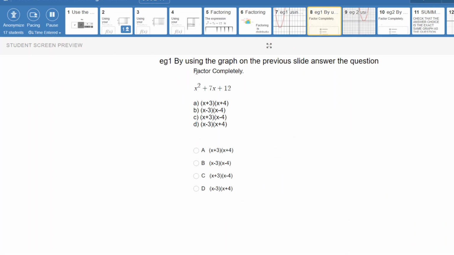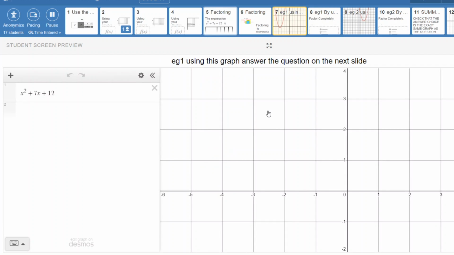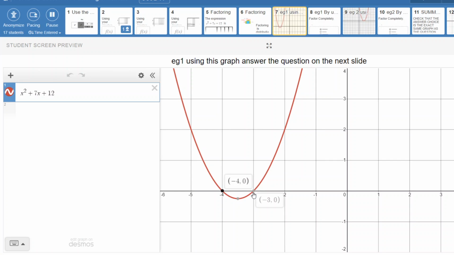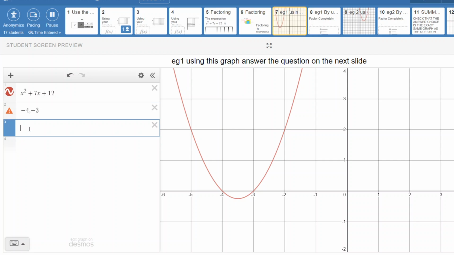So this is really the question. Factor completely this expression, and we've got some answer choices. And we're just going to go back and we're going to use Desmos to work out what's going on here. So first of all, we just look at what the x-intercepts are. So -4 and -3. So I'm just making a note of those. And then I'm doing the opposites of each of those. That's the important rule. The connection between those intercepts and the factors is that it's the opposite sign.